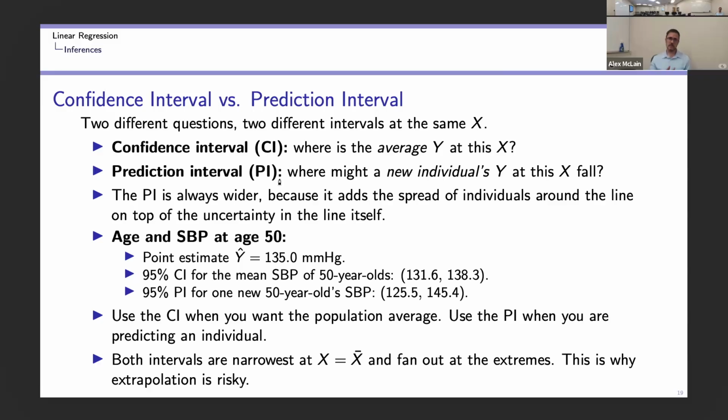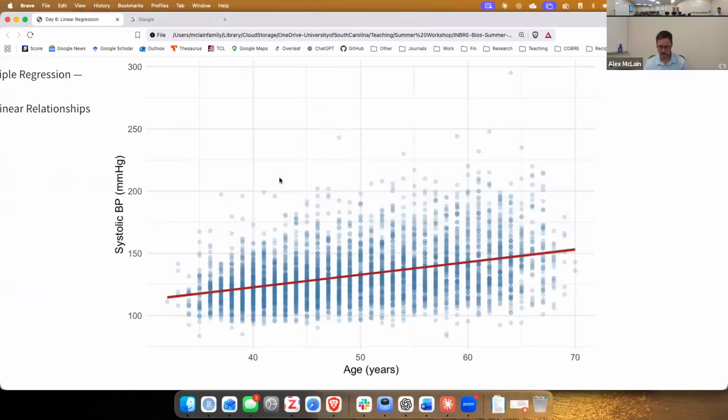A prediction interval is different. A prediction interval gives us an interval where we should see 95% of the observations. It's very different than a confidence interval. So at age 50, the confidence interval is very tight around that predictive value. The prediction interval is going to be very wide because you can see that individuals can have systolic blood pressure maybe as high as 200 and even below 100.